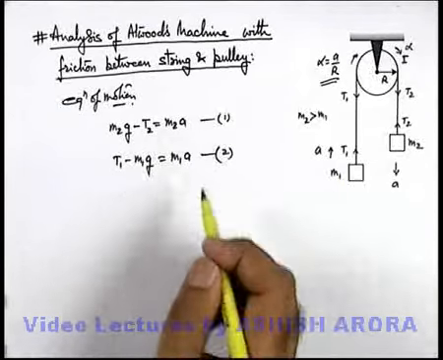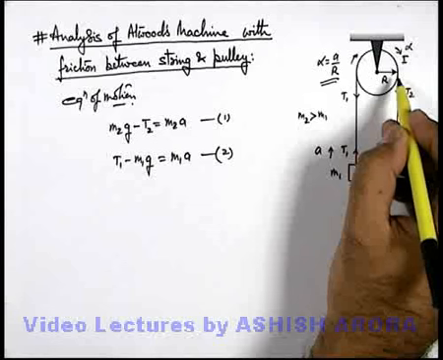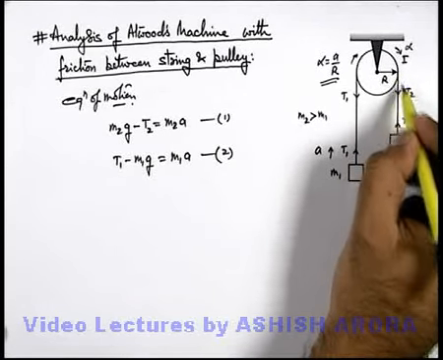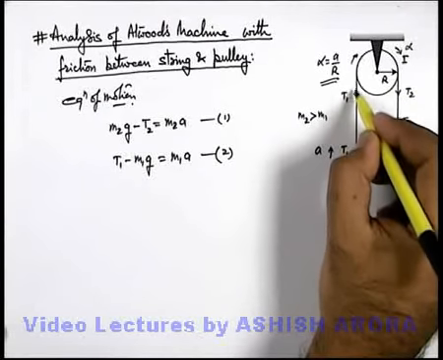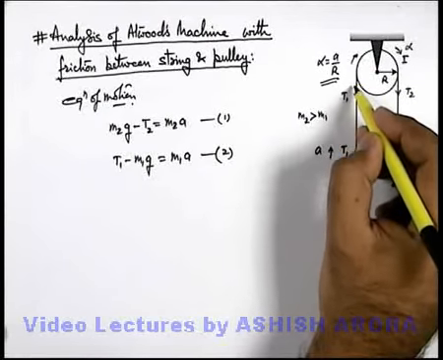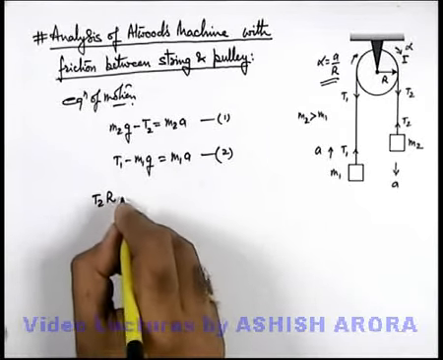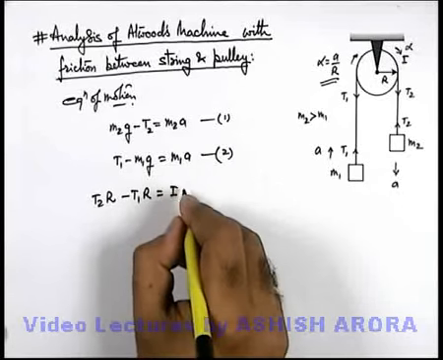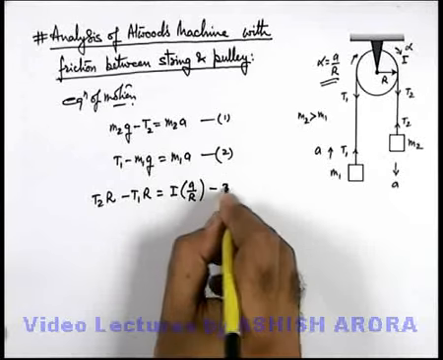Now for the pulley, if we write the motion equation, the pulley is rotating in a clockwise manner. So there are two torques acting on it if we carefully see. One is due to the tension T2 which is clockwise, and the other is due to this tension T1 which is anti-clockwise. So the net torque on the pulley we can write as T2R minus T1R is equal to I alpha, and the angular acceleration we can write as a by R. This is our third equation of motion.